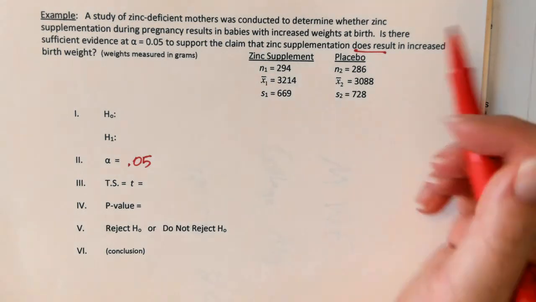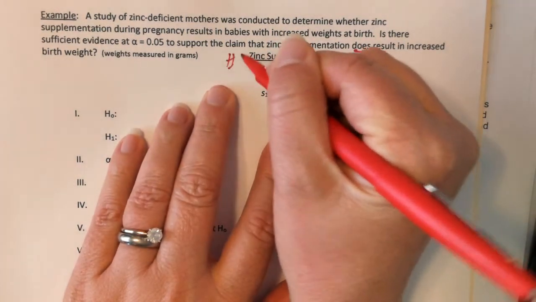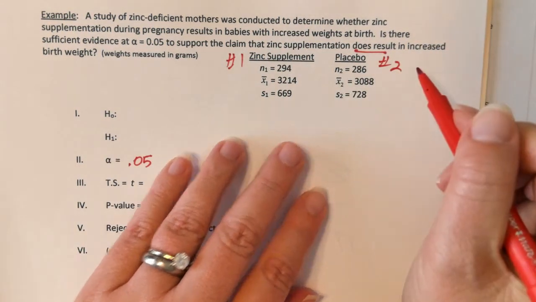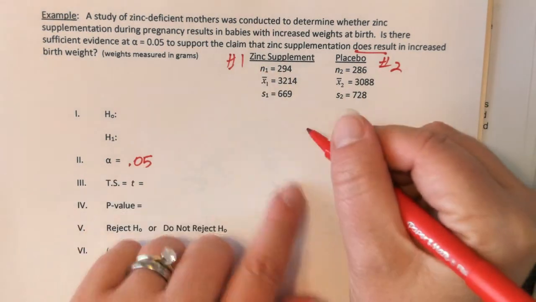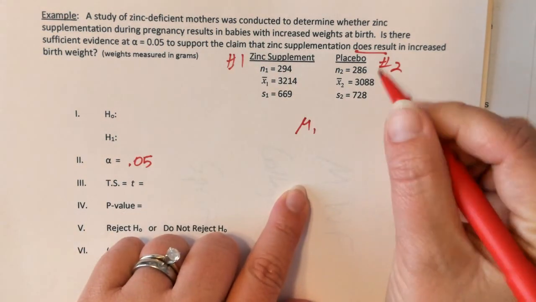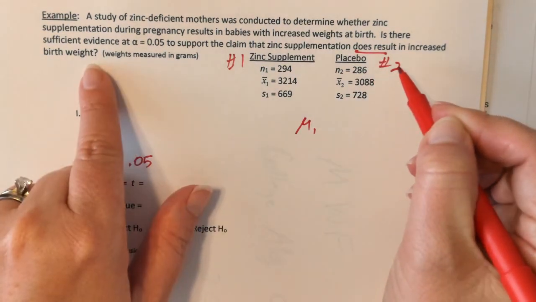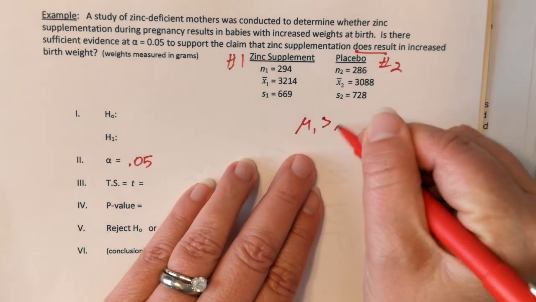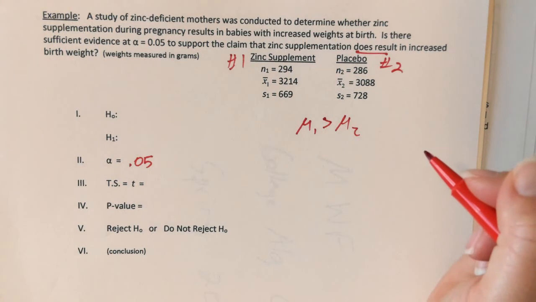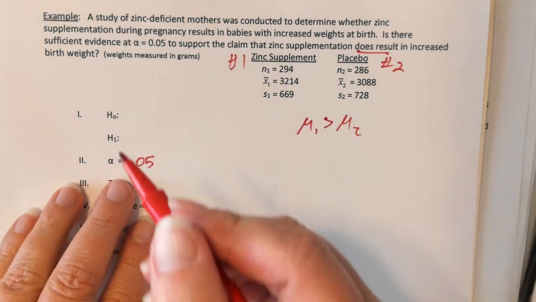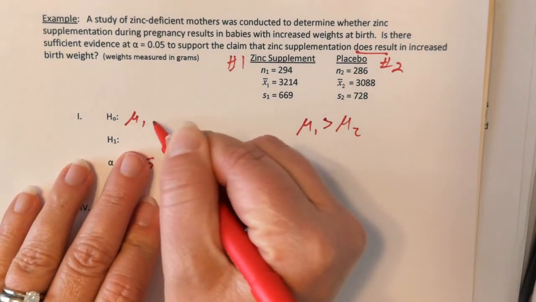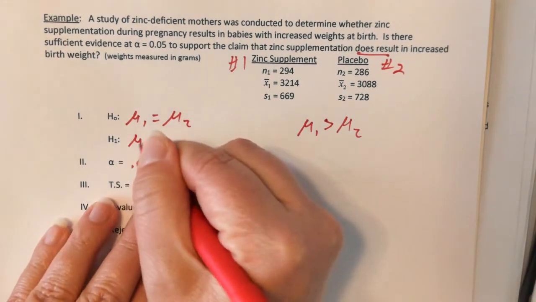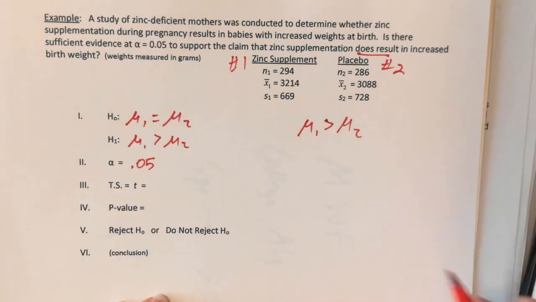So they want us to see, I'm going to pick my zinc group to be group 1 and my placebo to be group 2. They want us to see if this zinc supplement, if the mean for my group 1 does result in increased birth weight, if those babies have a higher birth weight than group 2. Remember, when we do independent samples here, mean from group 1 is equal to group 2. Our claim is that group 1 will be higher than group 2.